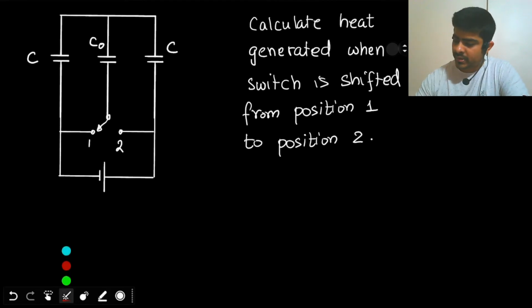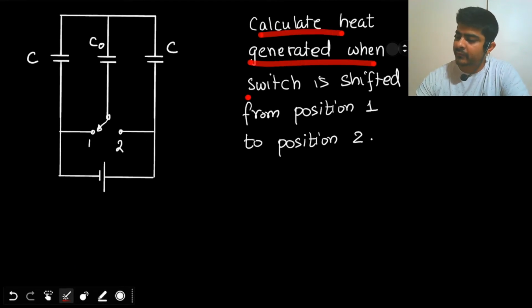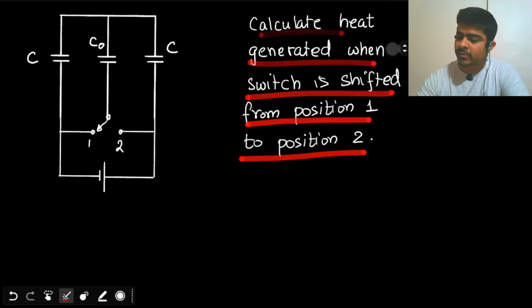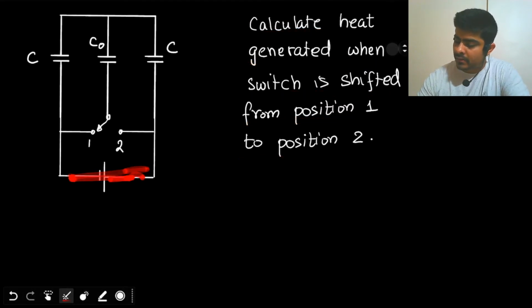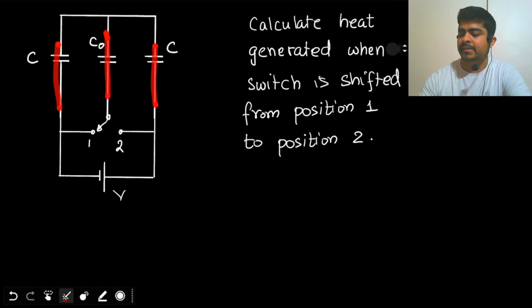Okay, see this question now. Calculate the heat generated when the switch is shifted from position 1 to position 2. This is your circuit. We have a battery over here, which has EMF E. And here we have a capacitance C, capacitance C, capacitance C naught.